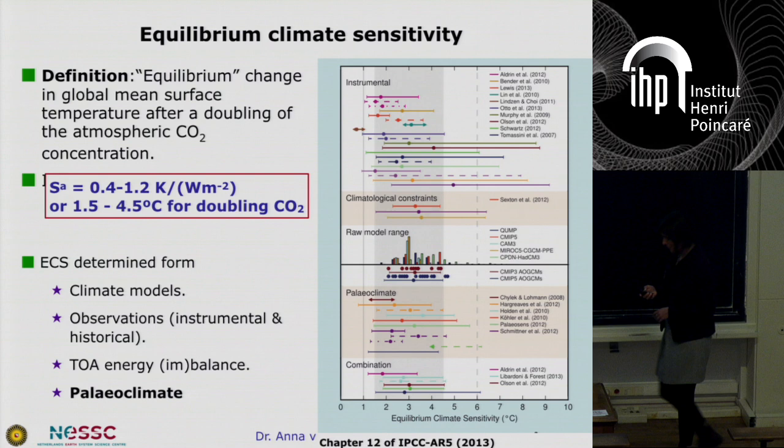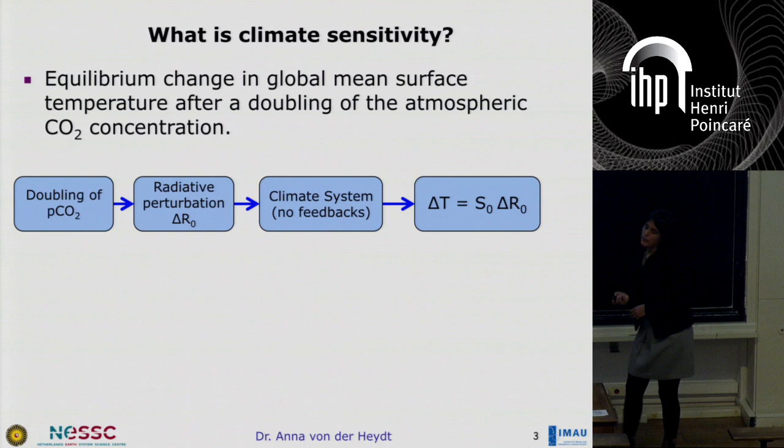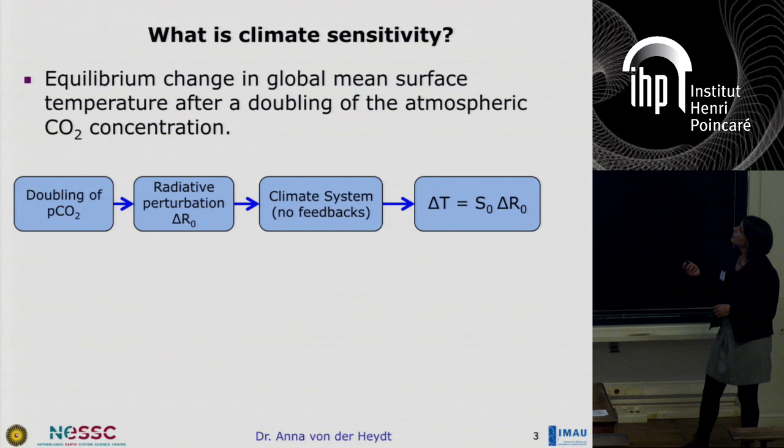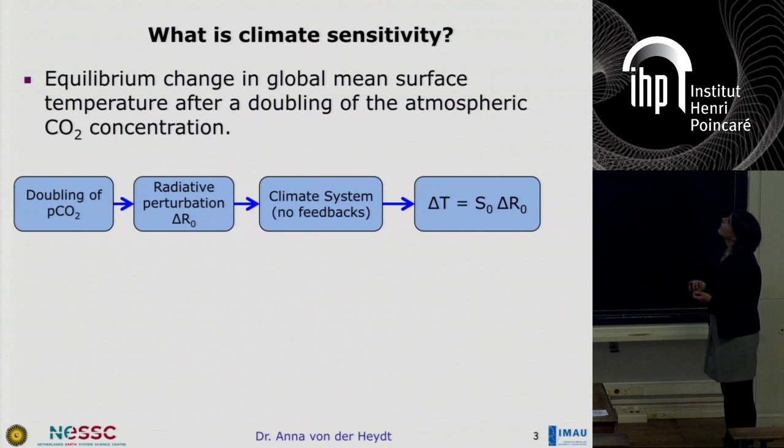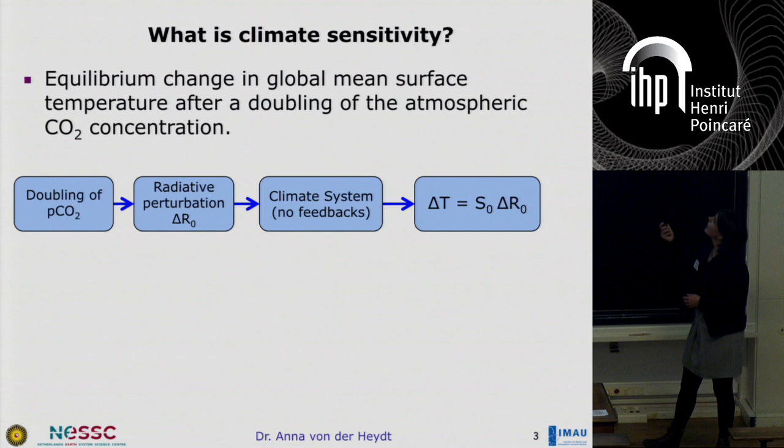So to go a bit more into the concepts, what is it in physical terms? If you double the CO2 concentration in the atmosphere, you generate a radiative perturbation. If the climate system had no feedbacks, you would simply get a different equilibrium temperature that is proportional to the size of the radiative perturbation that you have introduced. And actually, this proportionality factor we know very well. That's the Planck feedback, simply the black body radiation.